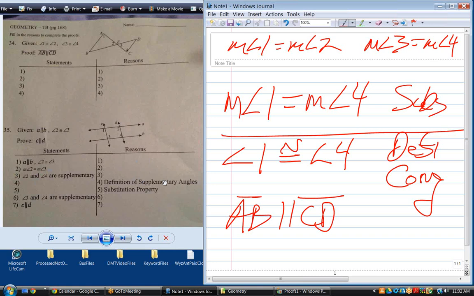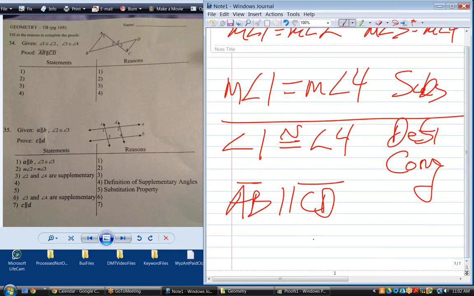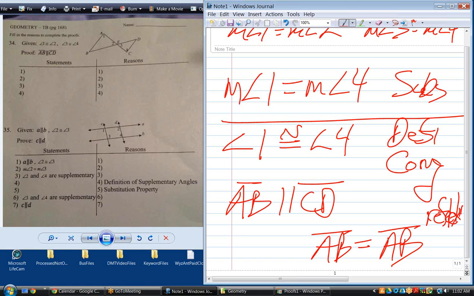The biggest difficulty I have with proofs is when you get to a line that you have to say line AB is equal to line AB. That's because of the reflexive property of numbers. You would have to know that that's because of the reflexive property. It's at this point that everybody starts shaking their head and saying, I hate proofs.